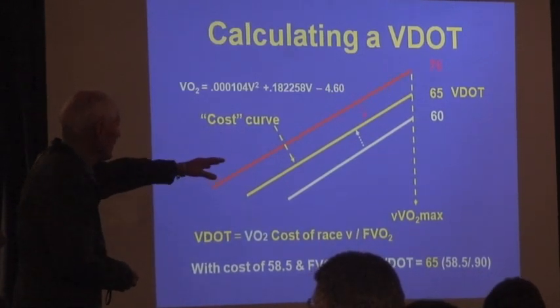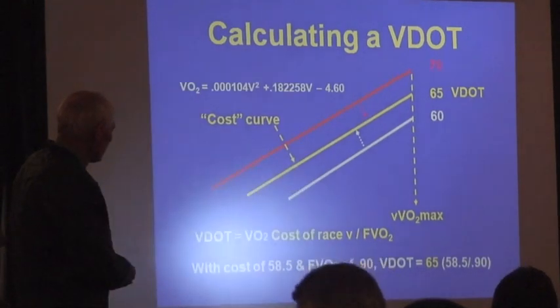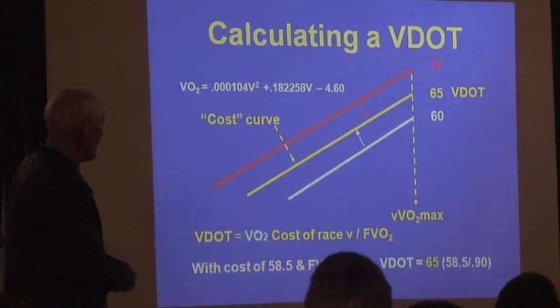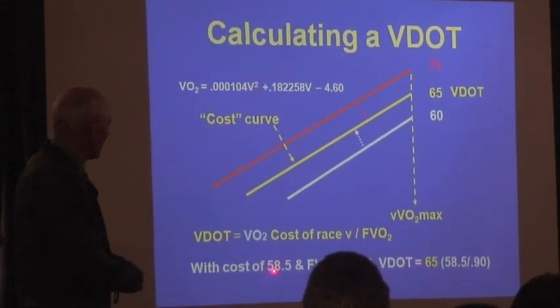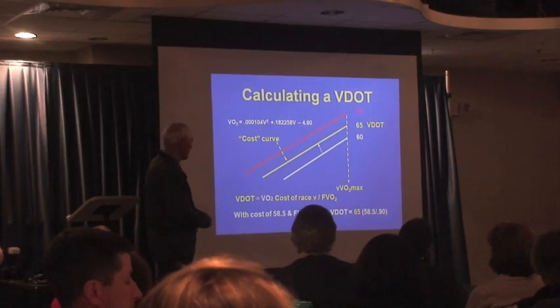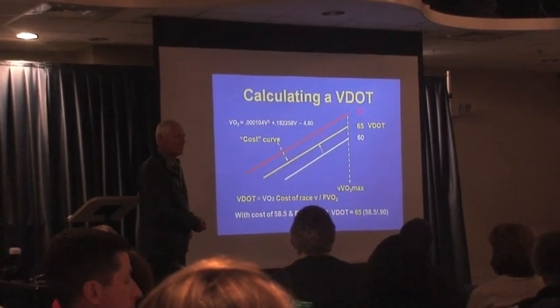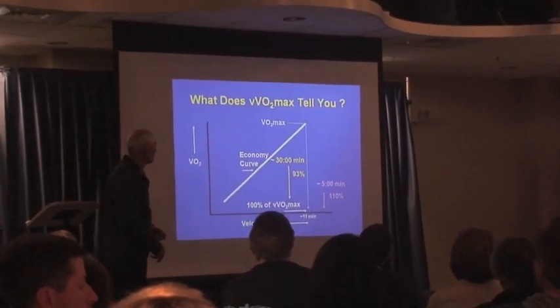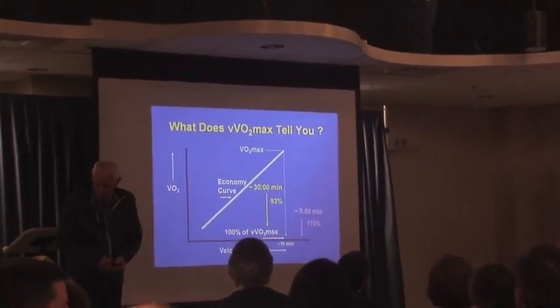All you have to do is this: your VDOT equals the cost of the race divided by what fraction of max you were at. If the cost of the race is 58.5 milliliters per kg based on this average economy curve, and the fraction of max, based on that other curve, is 0.9 of your max, then your VDOT equals 58.5 divided by 0.9, which is 65. So that's how we get all the VDOT numbers to determine what's going on. There are some of those percentages I talked about that we won't worry about.